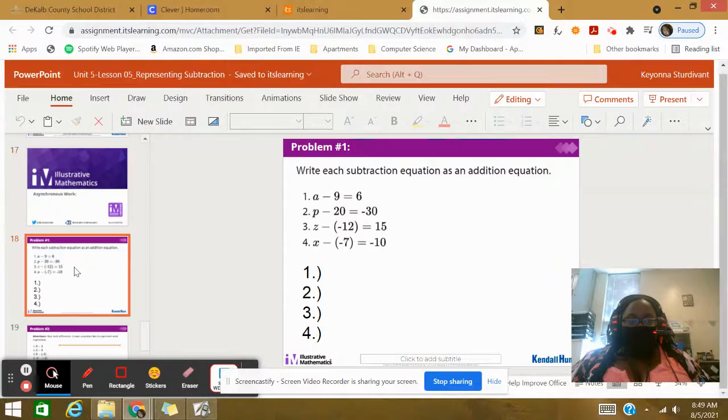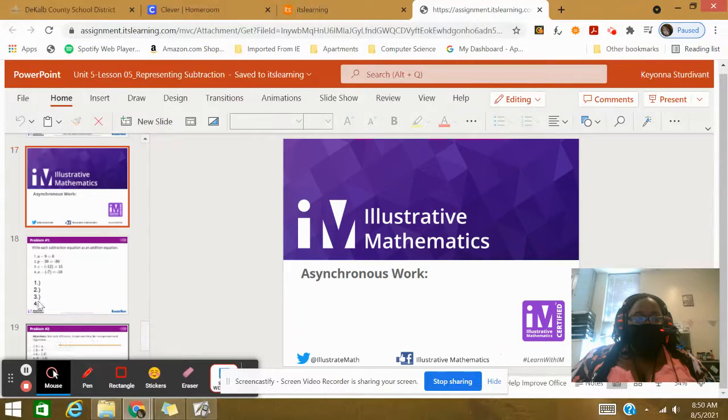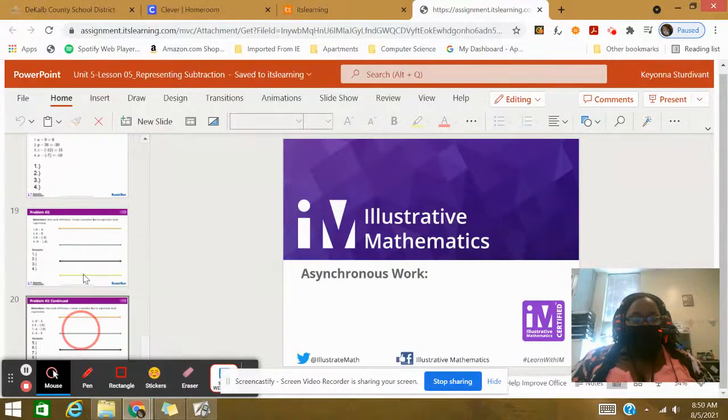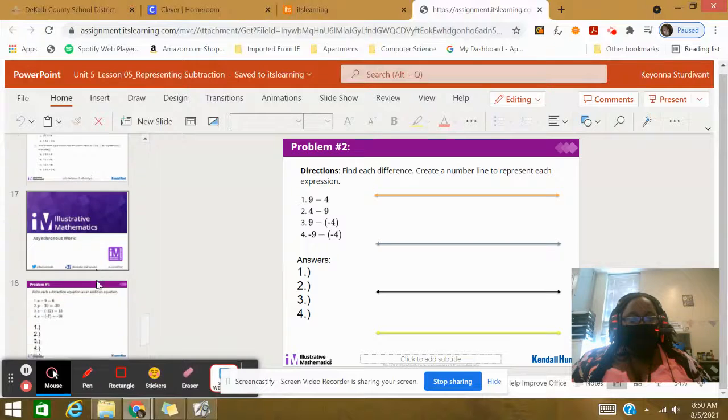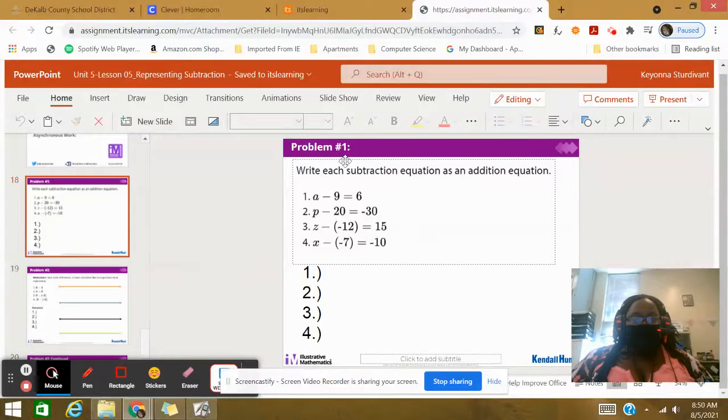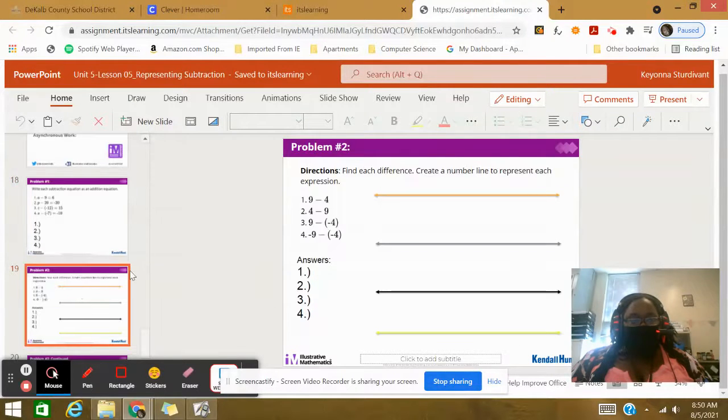The asynchronous work is pretty straightforward. Okay, so the asynchronous work is the cumulative practice problem. So if you guys are completing the packet, I already did a video on these. And if you're doing a PowerPoint, it's just going to ask you to rewrite these as addition equations. All of these are subtraction. So then you'll do that here.